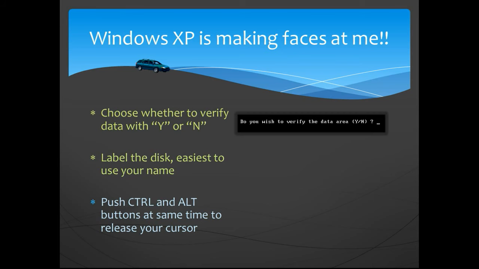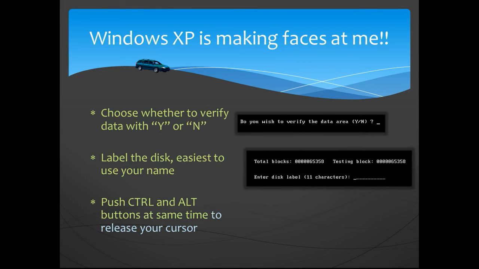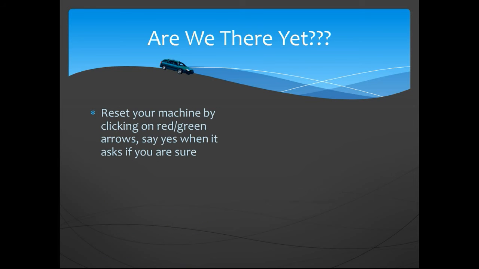Make sure you label your disk. You can use your name, your initials, your dog's name, whatever. And then hit enter, and then you'll want to press Control and Alt at the same time. This releases your cursor from the VMware, and you'll need to use that a lot.